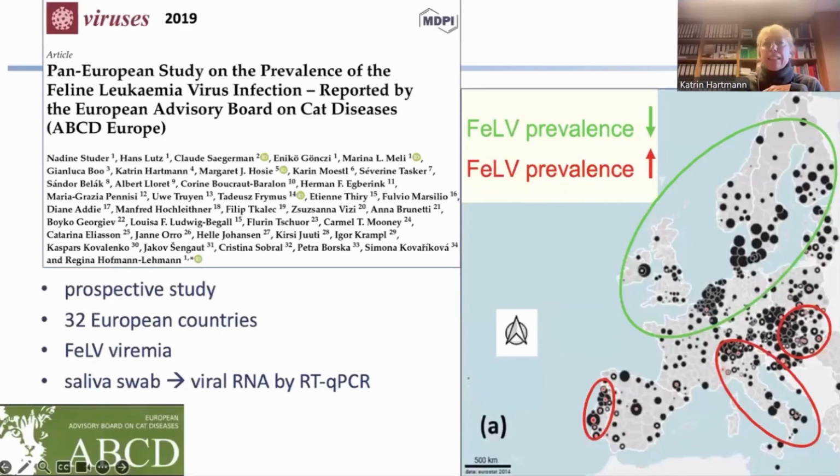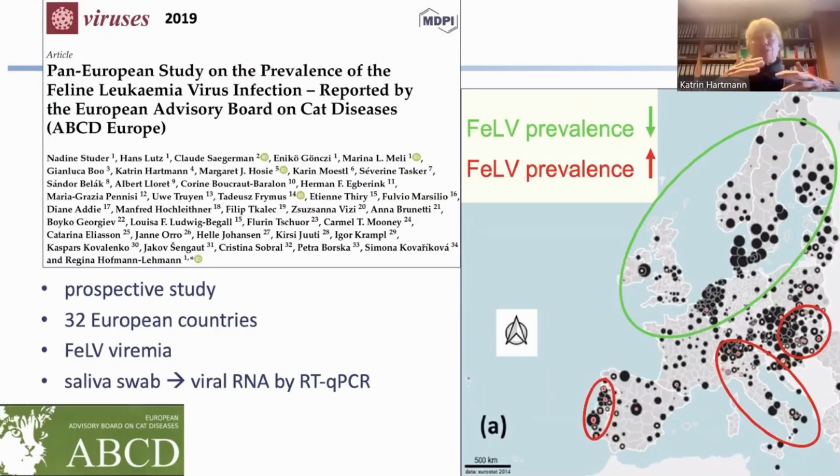So ABCD did this really nice study. This is a study that we did all over Europe, and we wanted to know FeLV prevalence. We wanted to see what the prevalence is all over Europe. For this prospective study, we had 32 European countries, and we wanted to detect FeLV viremia, which means progressive infection, progressive FeLV infection.